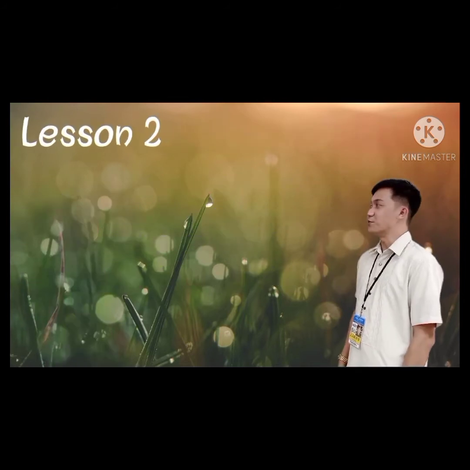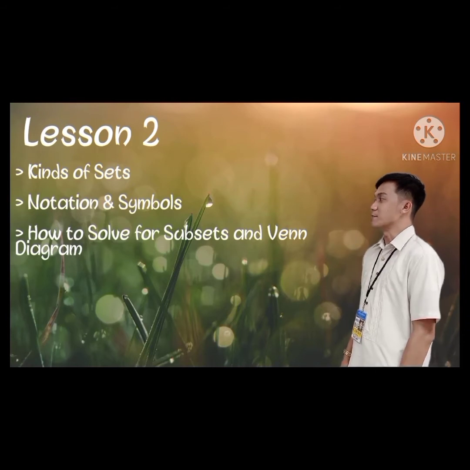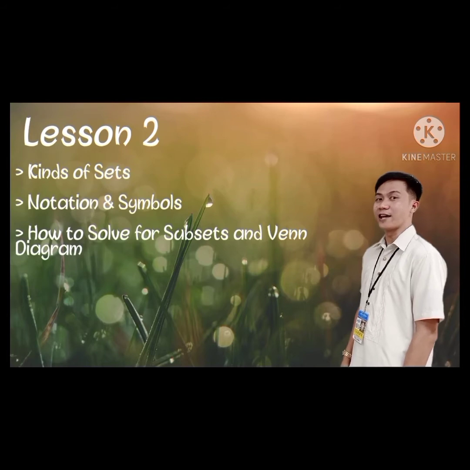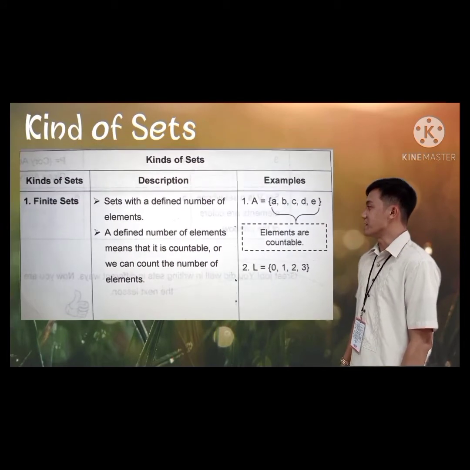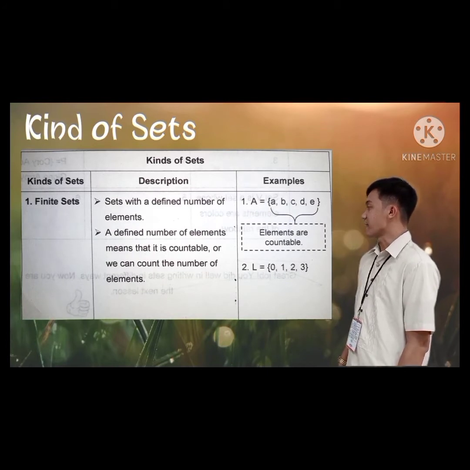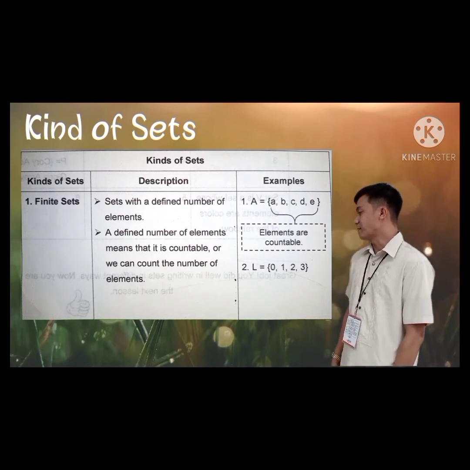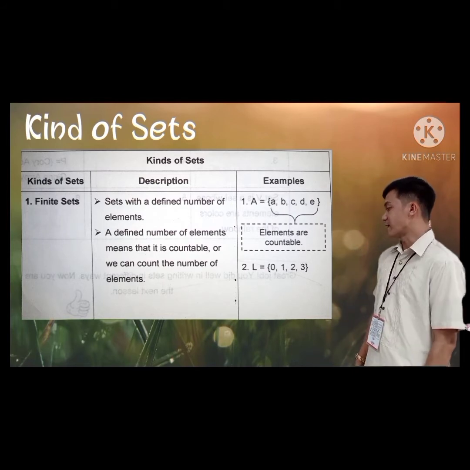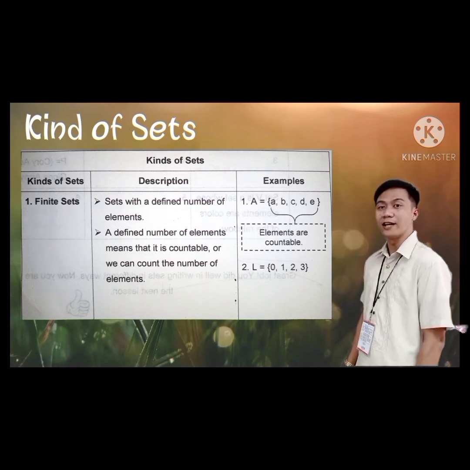For our lesson 2, we have kinds of sets, then the notations and symbols, and how to solve for subsets and Venn diagram. So in kinds of sets, the first one is finite sets. A finite set is a set with a defined number of elements. A defined number of elements means that it is countable, or we can count the number of elements.